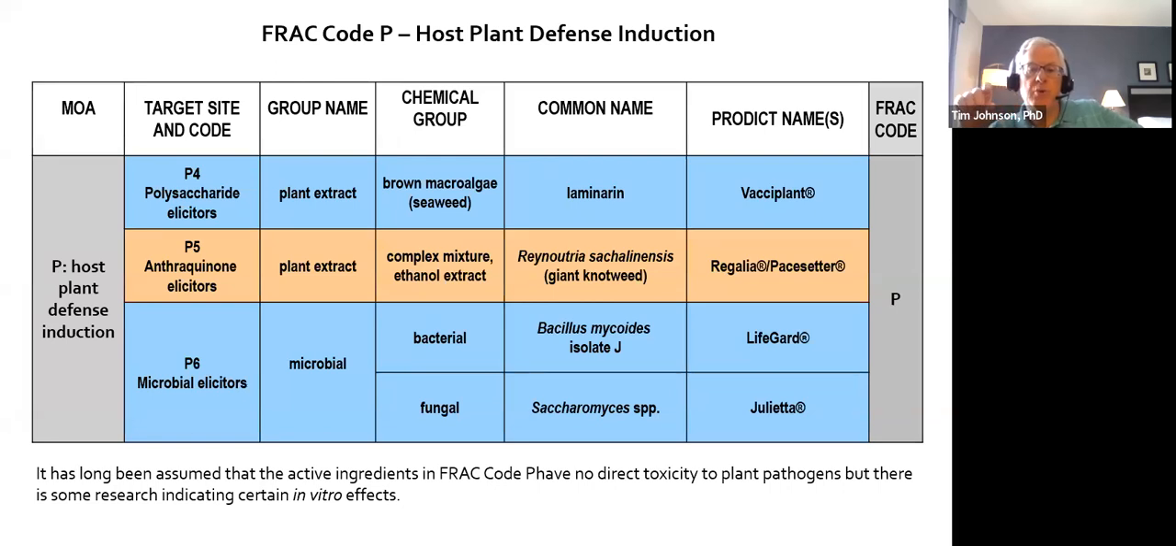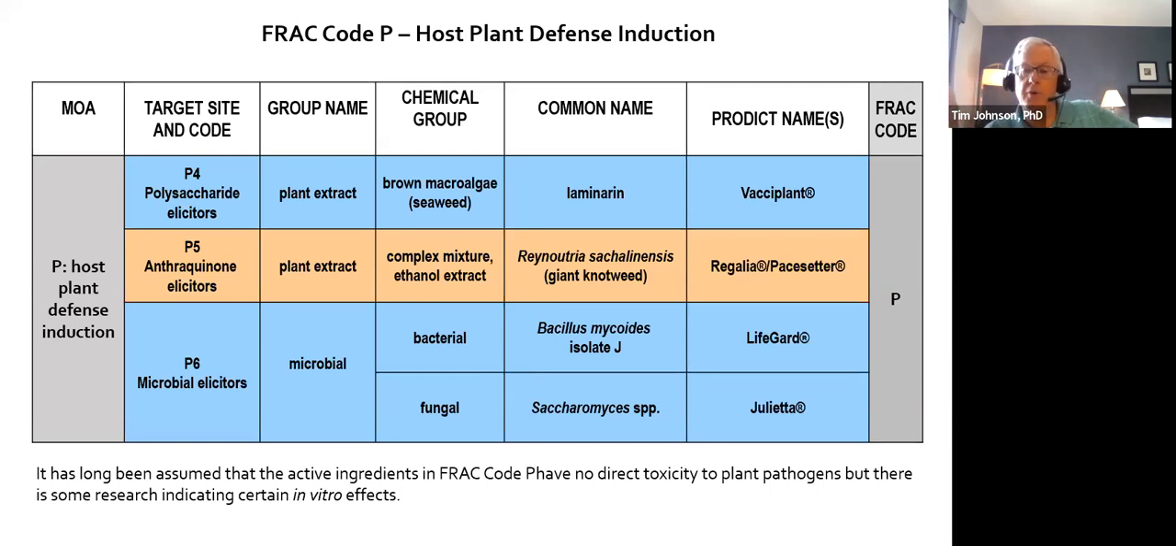And then we have another subgroup, P6, which are microbial elicitors. So these are microbes that function, again, only through triggering host plant defense induction. And this is kind of an important distinction because we'll talk about some other bacilli in a minute that have multiple modes of action.